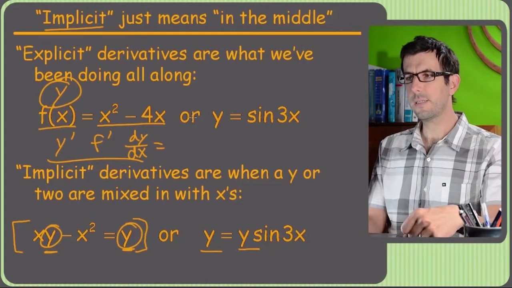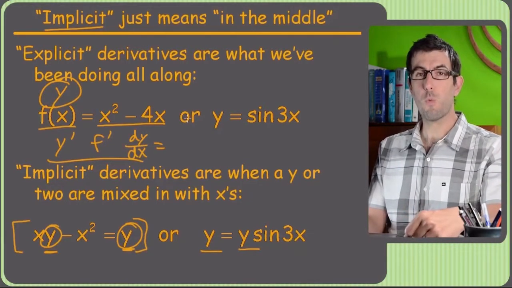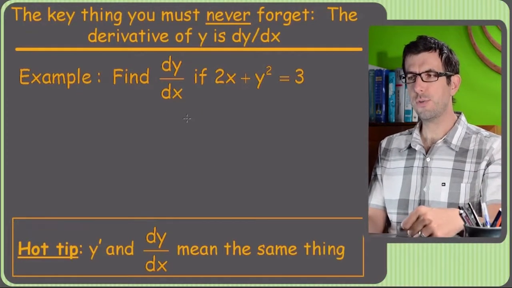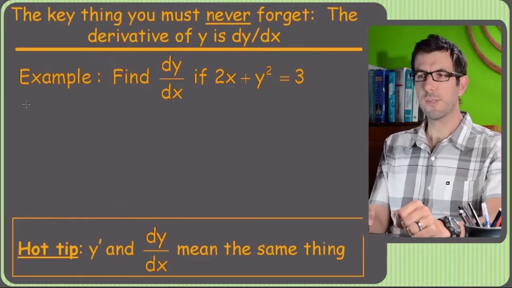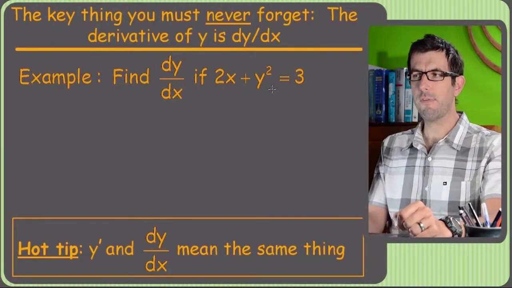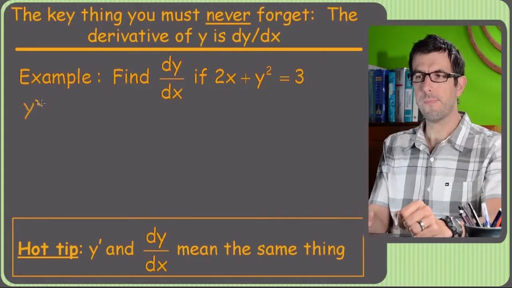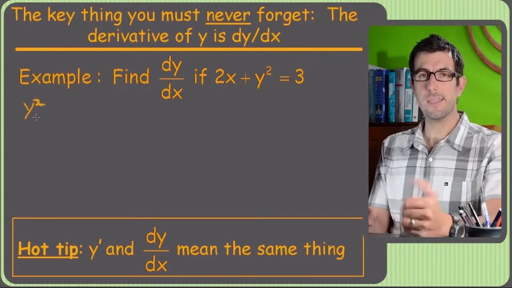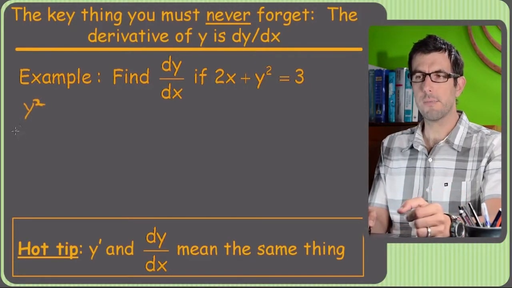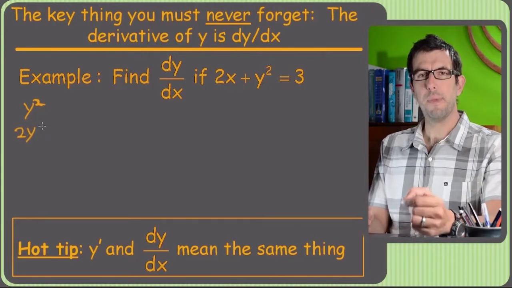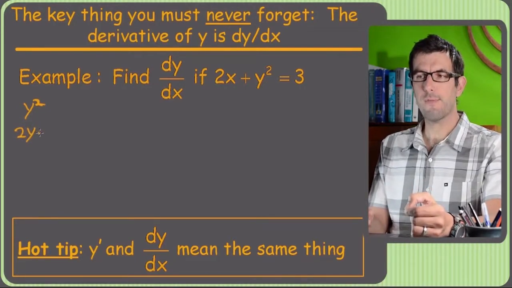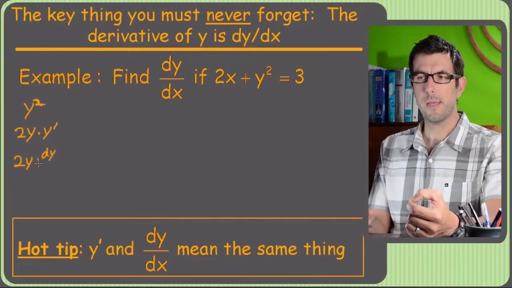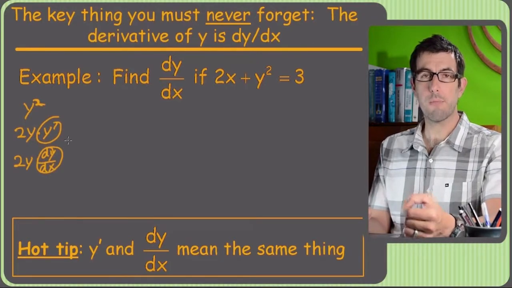What's crazy is when you take the derivative of something with y's in it, you can't just use the usual power rule. So for example, in this one we're going to take the derivative of y squared. The derivative of y squared is a power rule just like always. It's going to be 2y. But then next to that we're going to have to write y prime or dy dx. Different teachers do it different ways, but these are the same thing. Y prime and dy dx are the same thing.